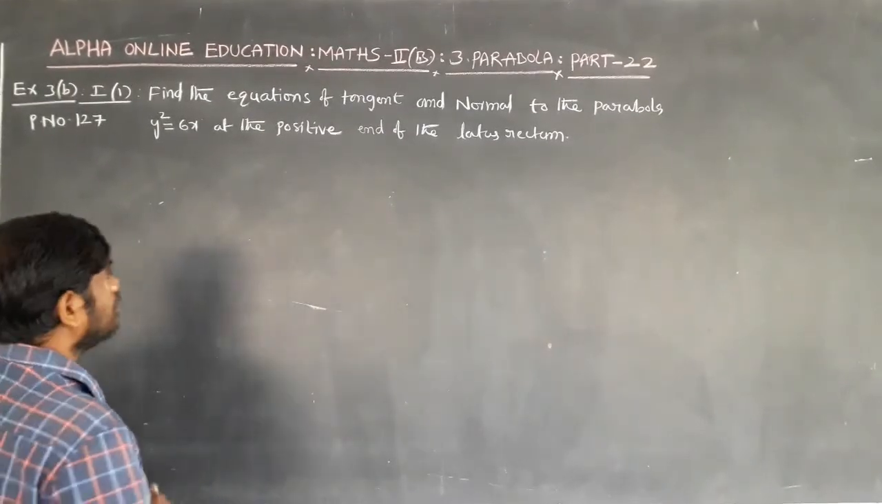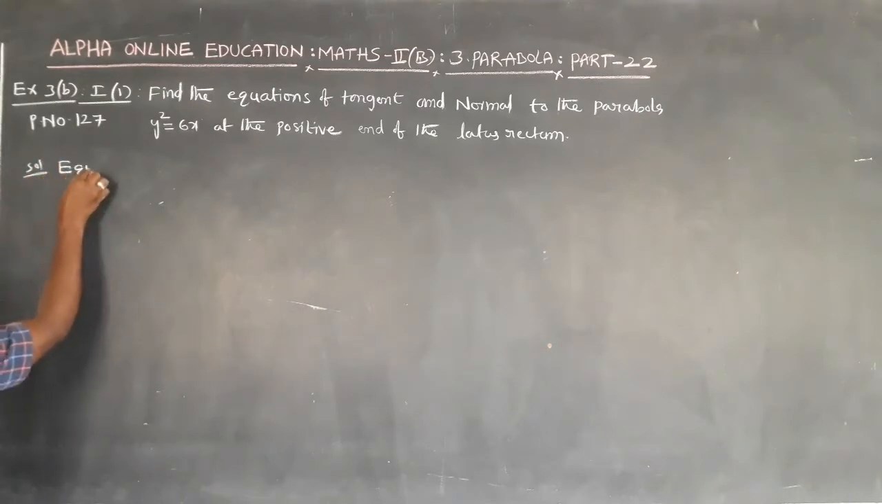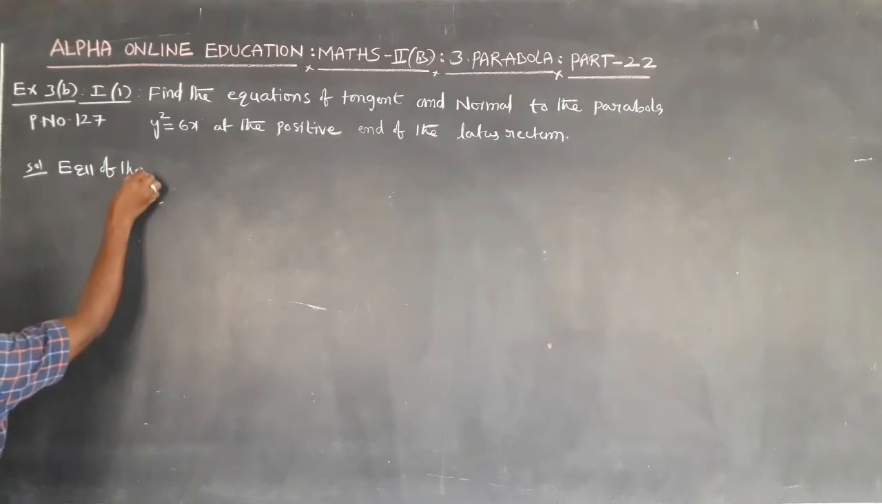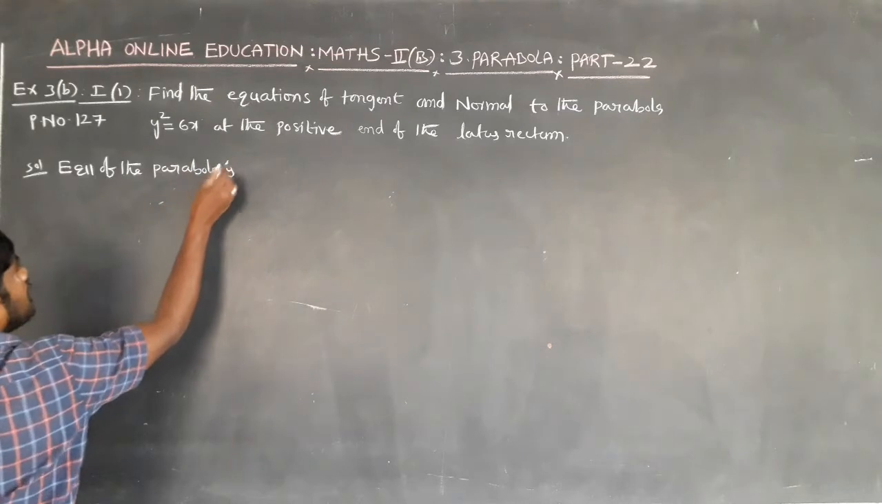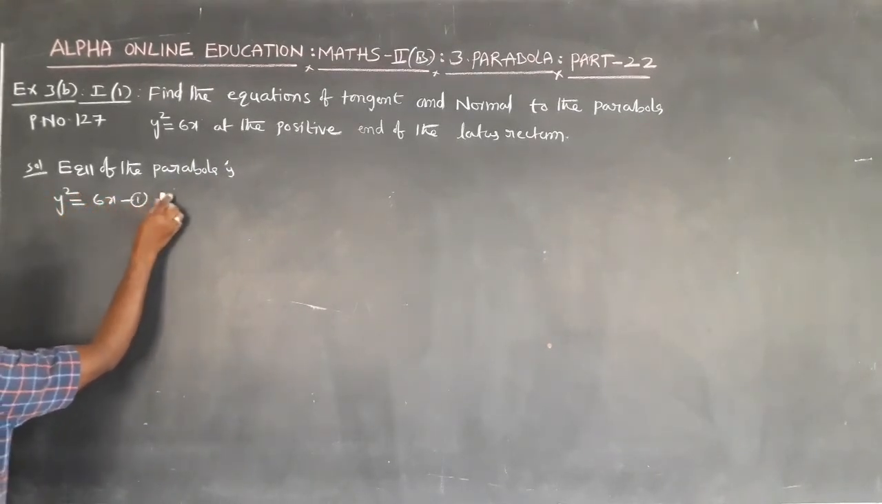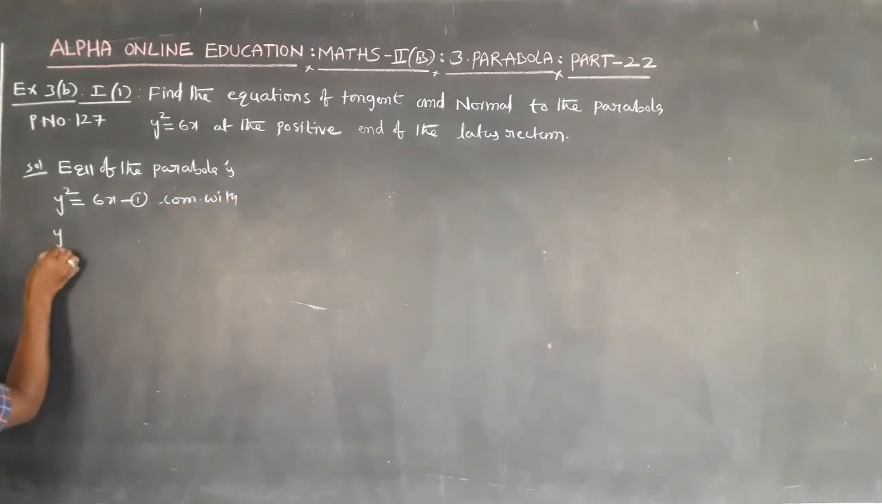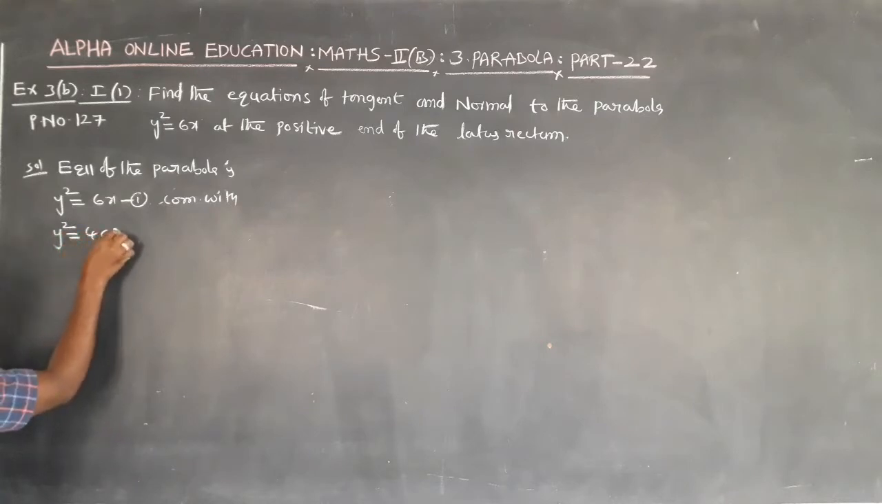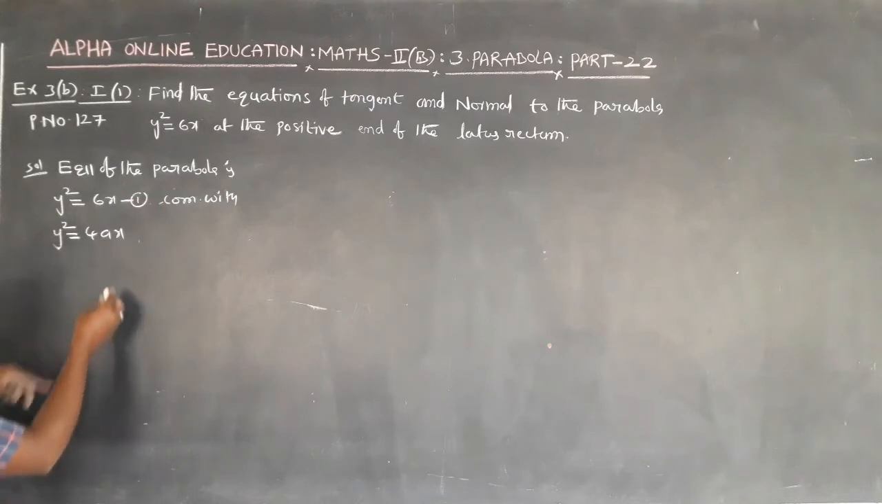Here, given the equation of the parabola: y square is equal to 6x. Comparing with the general equation of the parabola.